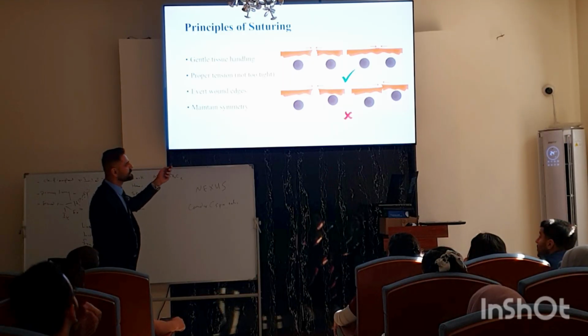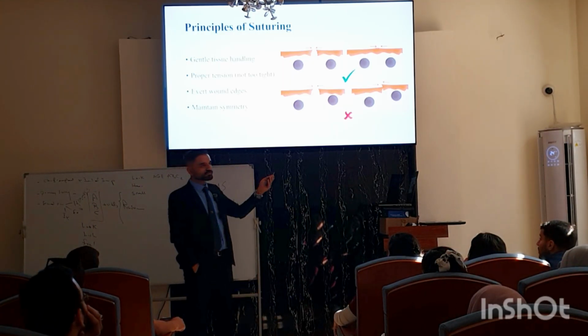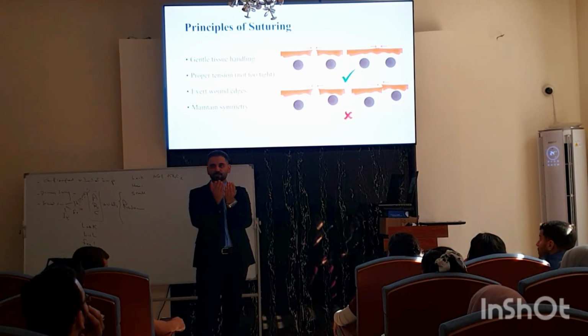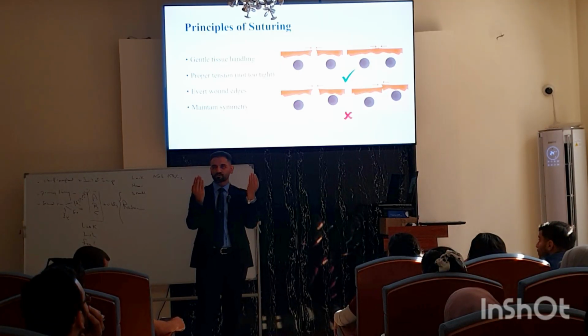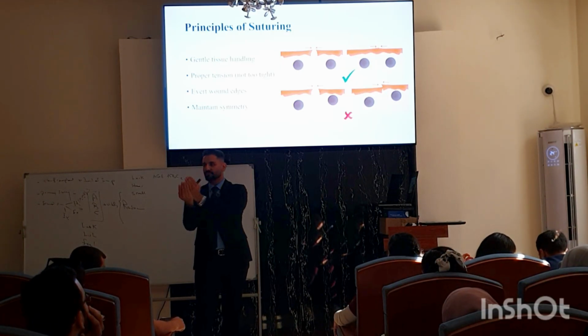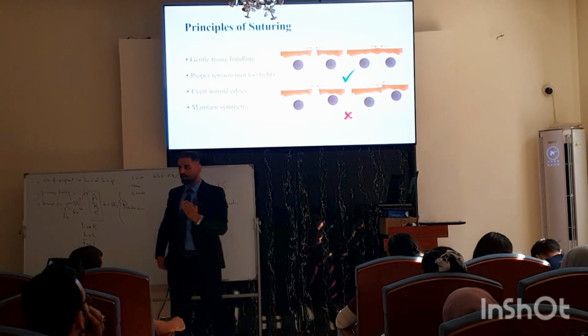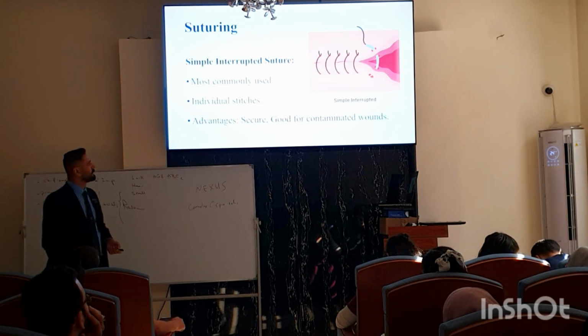Maintain symmetry, which means when you are tightening on one side, you're trying to keep tension equal on each side. You don't want one side to be loose and the other side just pulled towards this direction, keeping tension on one side of the suturing.